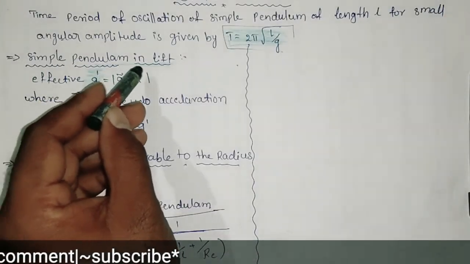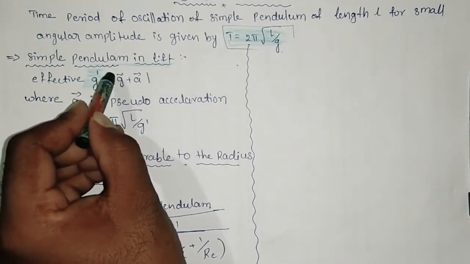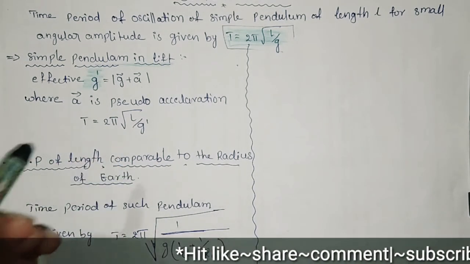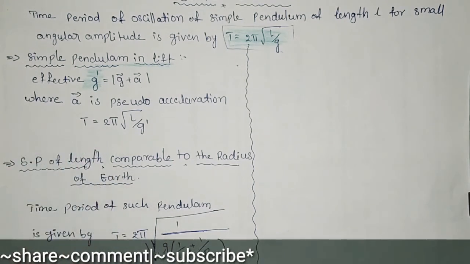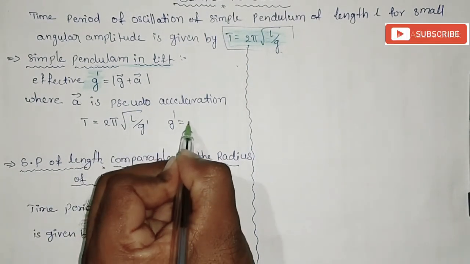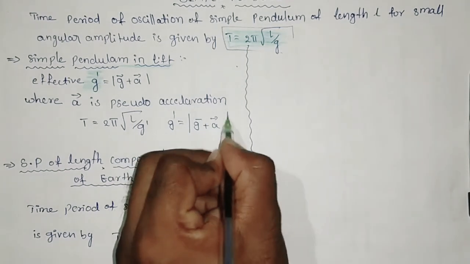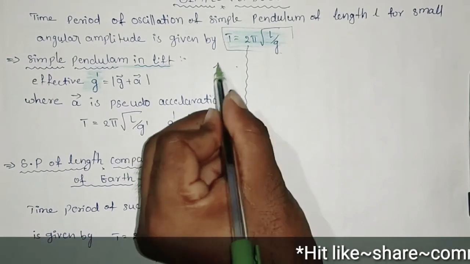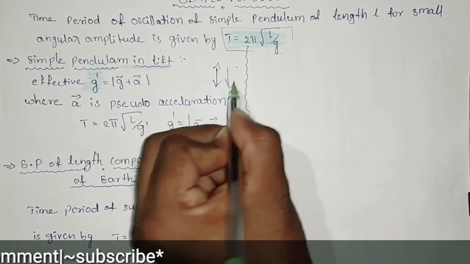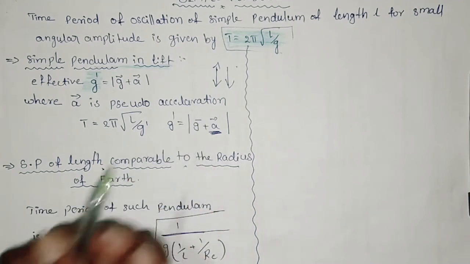Simple pendulum in a lift. The effective g' = g + a, where a is the pseudo acceleration. T = 2π√(L/g'). Now here g' depends upon the pseudo acceleration. If the lift is moving upward, the sign of a changes. If the lift is moving downward, the pseudo acceleration changes, because it depends upon a.